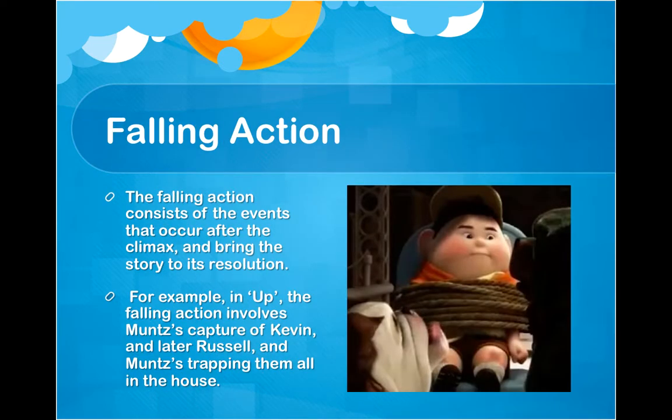Falling action. The falling action consists of the events that occur after the climax and bring the story to its resolution. For example, in Up, the falling action involves Muntz's capture of Kevin and later Russell and Muntz's trapping them all in the house.